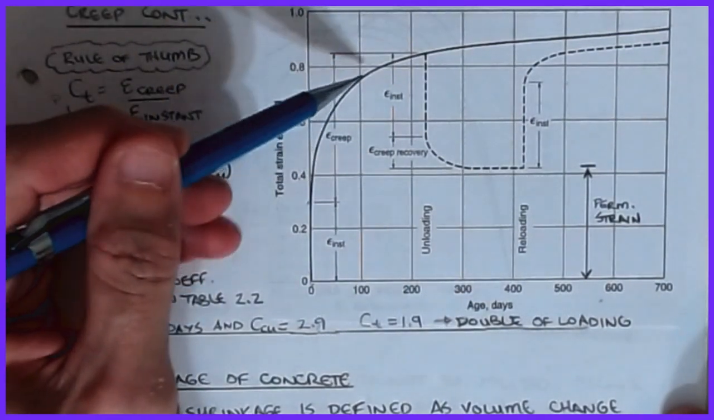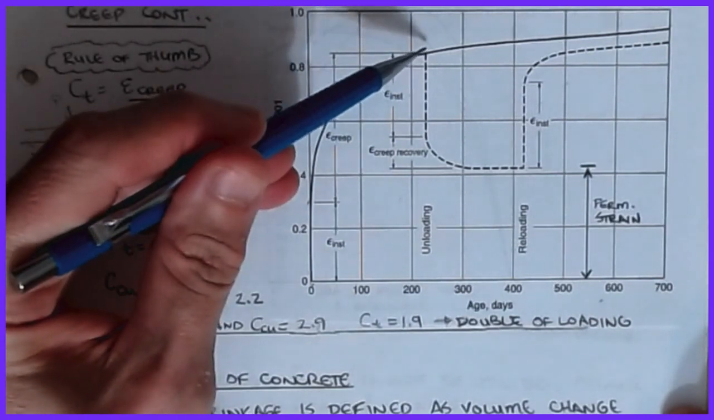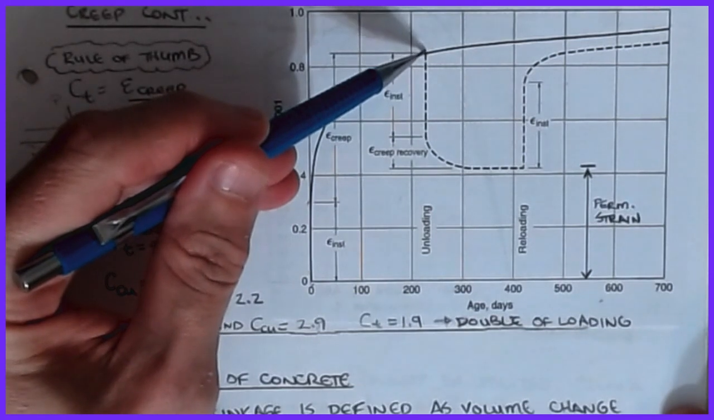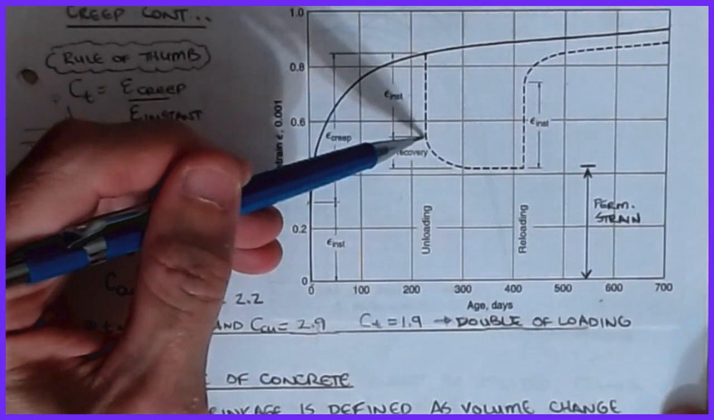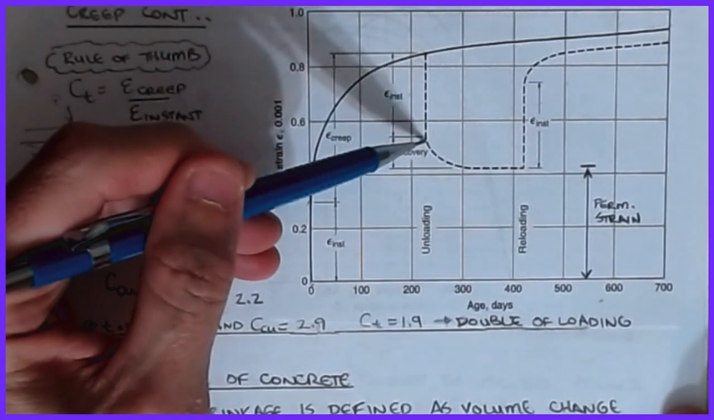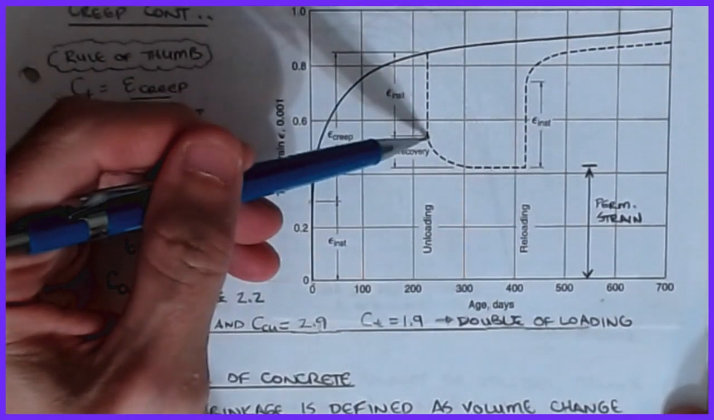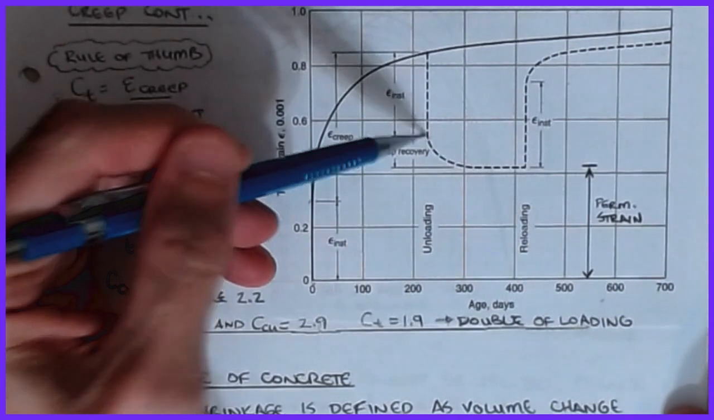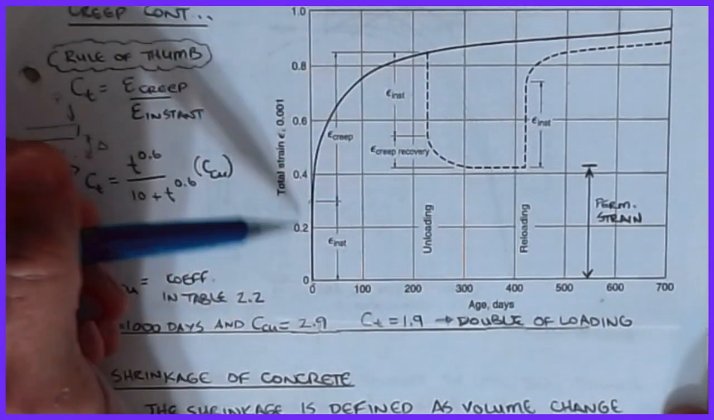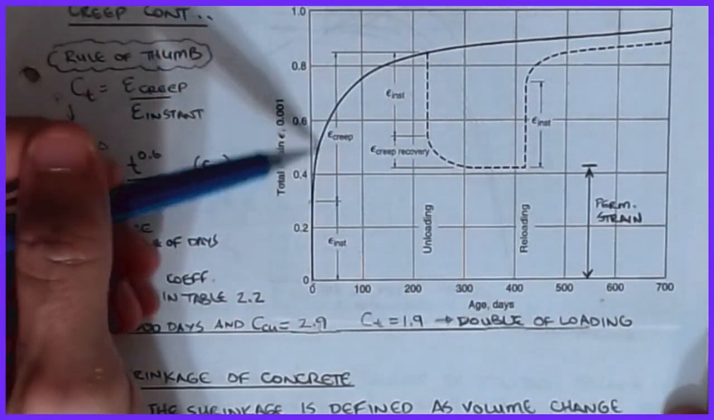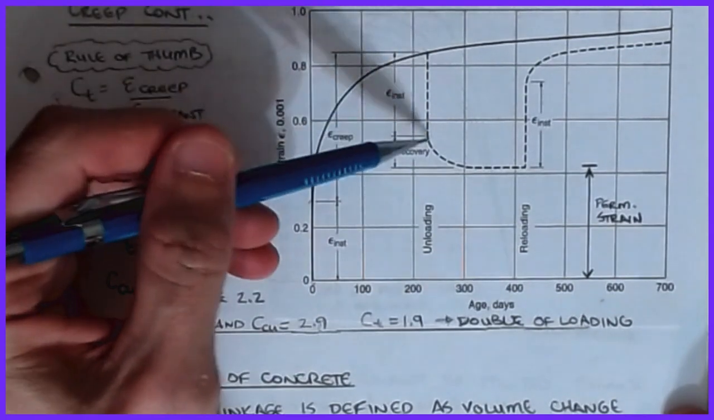It keeps building up, and then at some point we remove the instant load and take it away. And what happens is I get an immediate drop of that amount, which is the same as what we had over here. It drops down a certain amount. And then I get a little bit of what we call creep recovery, because I've reduced the stress in the member that caused this original stress, so I get a little bit of that back.